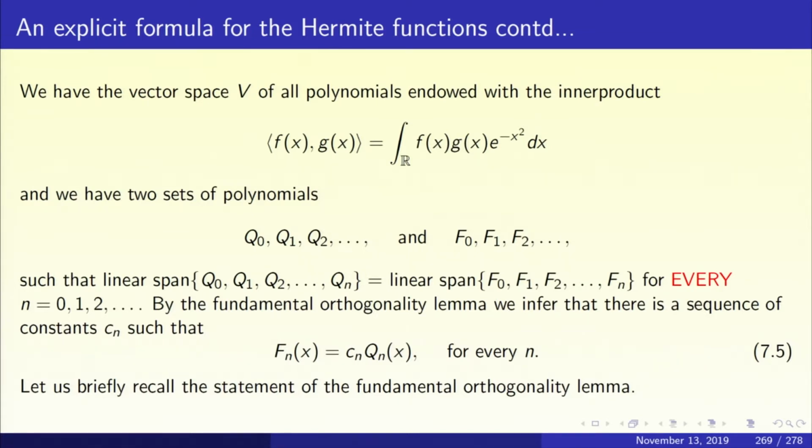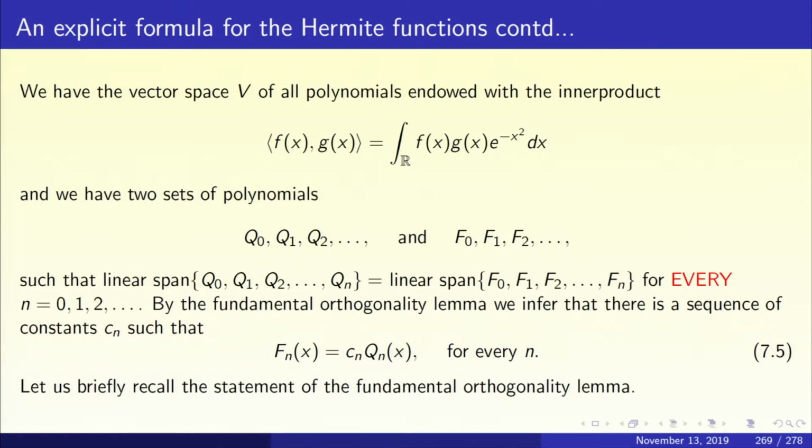On this vector space, we can provide an inner product. What is the inner product? The inner product of f and g equals the integral over R of f(x) g(x) e to the power minus x squared dx. We are working over real vector spaces, so there is no need to put the bar on the g(x).